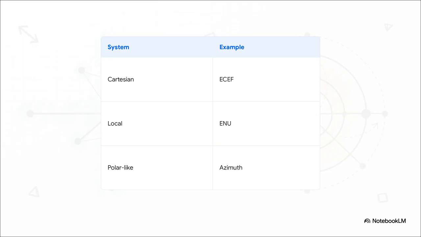For global mapping, GNSS uses a Cartesian system called Earth-centered Earth-fixed, which is basically an XYZ grid for the whole planet. For local mapping, it uses another Cartesian grid called East-North-Up. But when measuring from the receiver in your hand to a satellite in space, it instantly switches to a polar-like system calculating azimuth, elevation, and range. It constantly classifies its data based on the precise geometry it needs in that exact millisecond.